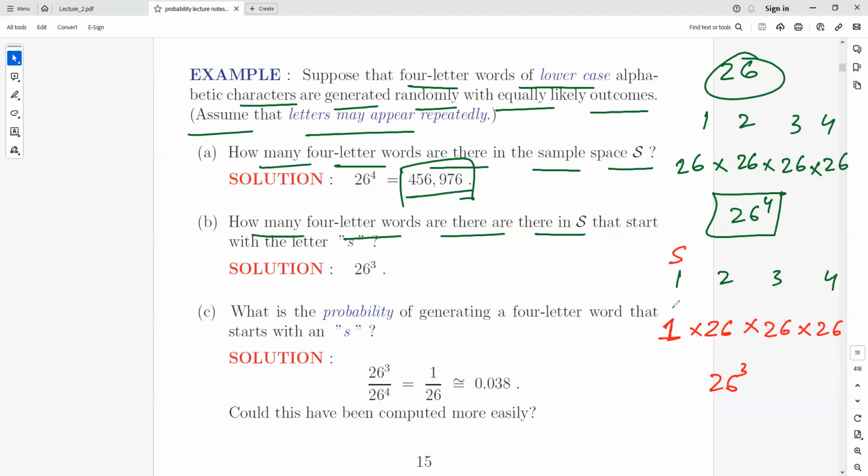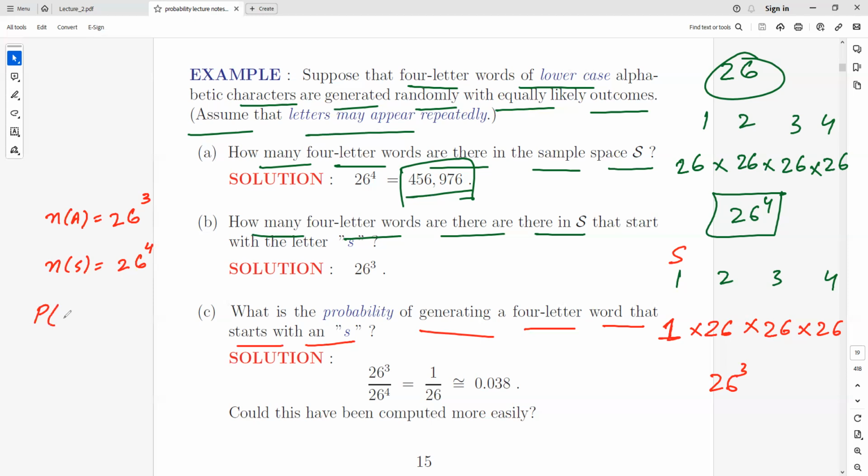Now, what is the probability of generating a four-letter word that starts with an S? Now, that's a tricky question, right? So, the number of favorable outcomes is what? The words that start with S. So the favorable outcomes we have is 26 raised to the power 3. And all possible outcomes are all possible four-character words. So all the possibilities, that is the sample space, is 26 raised to the power 4.